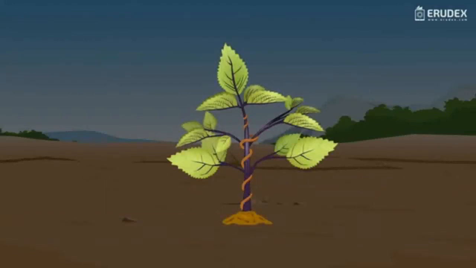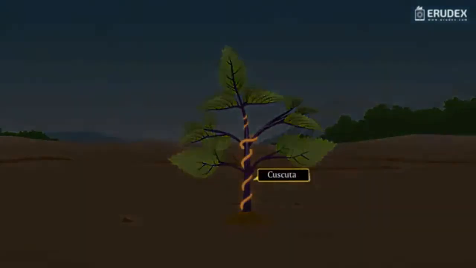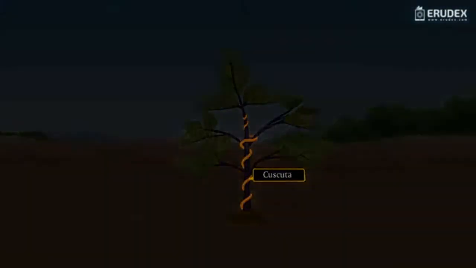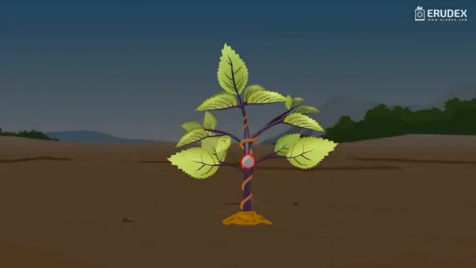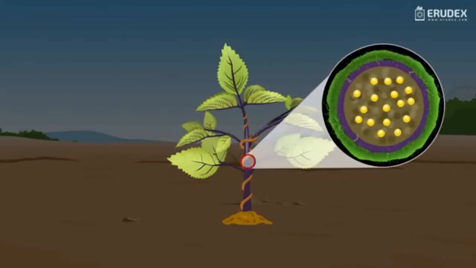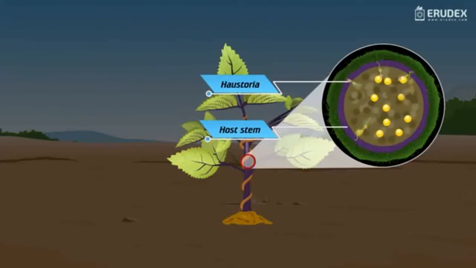In this relationship, the plant which supplies nutrition is called the host, and the plant which obtains nutrition from the other is called the parasite. Example, cuscuta. Cuscuta is a parasitic plant which climbs over the host plant to obtain its nourishment. As cuscuta is devoid of chlorophyll, parasitic plants develop special roots called haustoria, which penetrate into the host stem and absorb instant nourishment from the host.